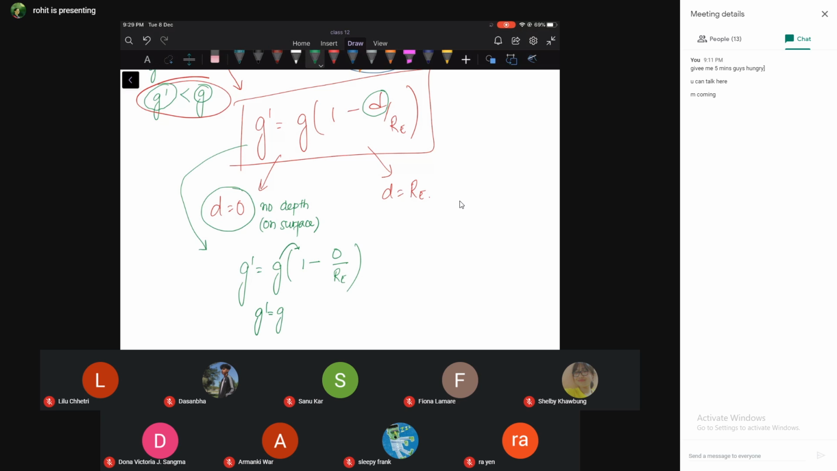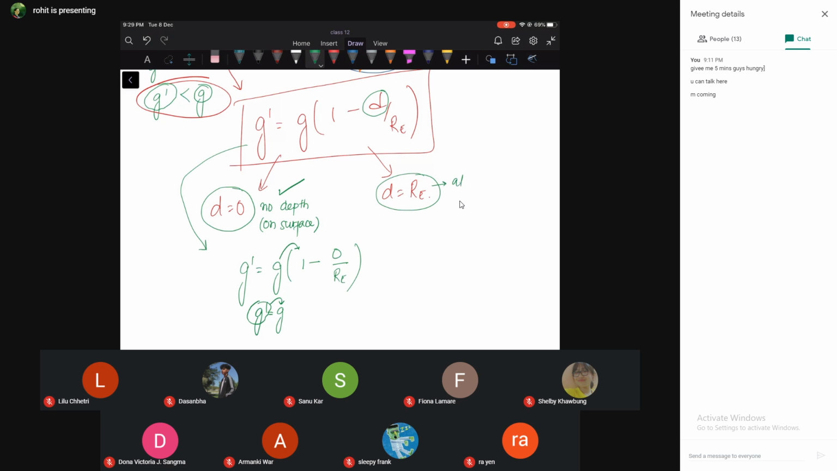That means the value when there's no depth is equal to the value on the surface only. So it's quite obvious we should get 9.8 only, because we are on the surface. So this formula is giving us that. It's a very nice formula, and it's accurate so far.